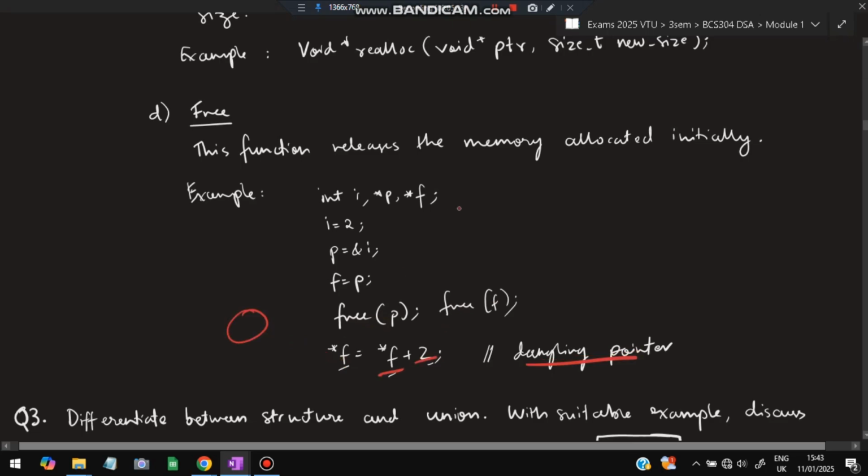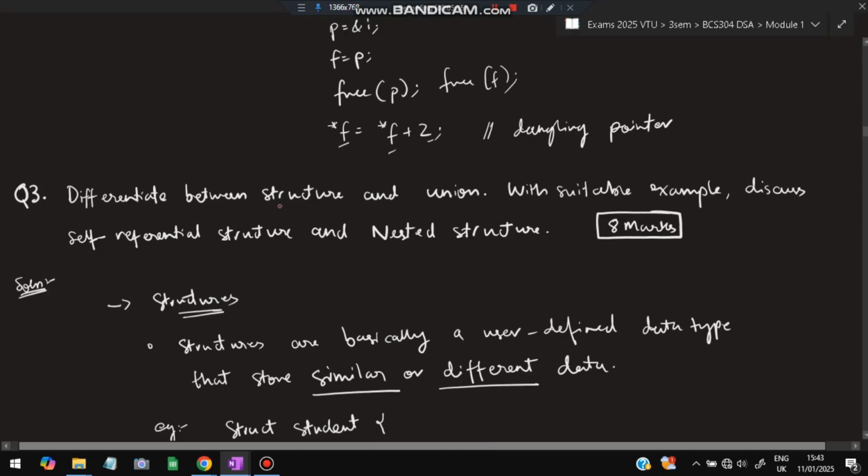Okay, moving on to the third super important question, differentiate between structure and union. What is structure, what is union, you have to differentiate. Second, with a suitable example, discuss the self-referential structure. The structure which refers to itself is called a self-referential structure. Also, they have asked about nested structure.